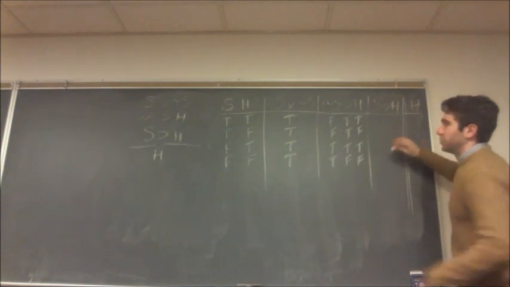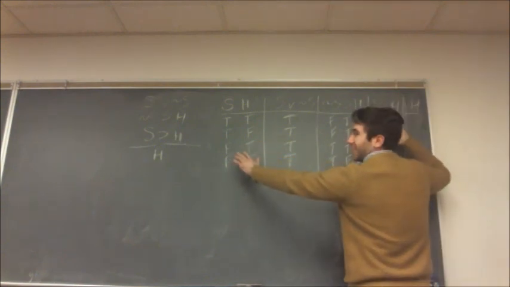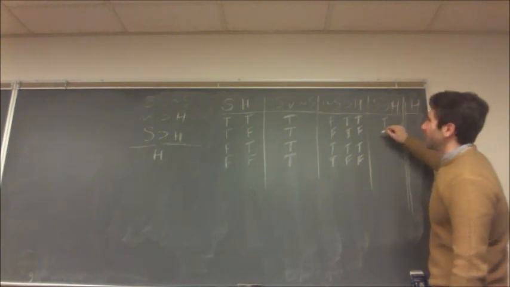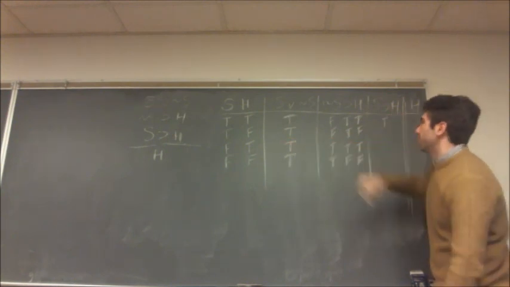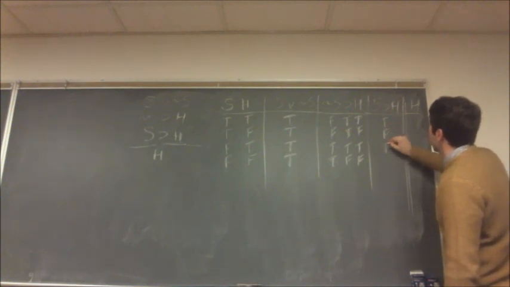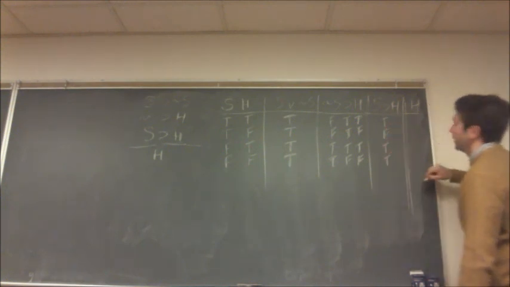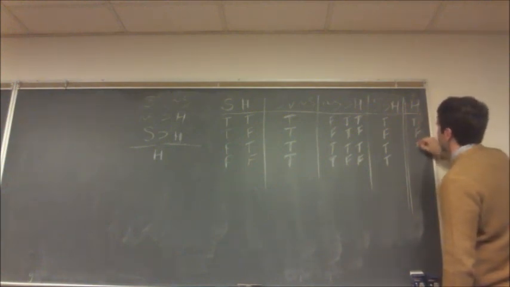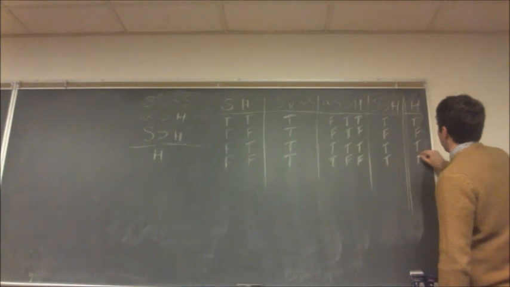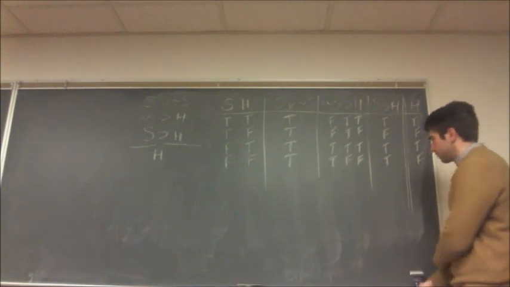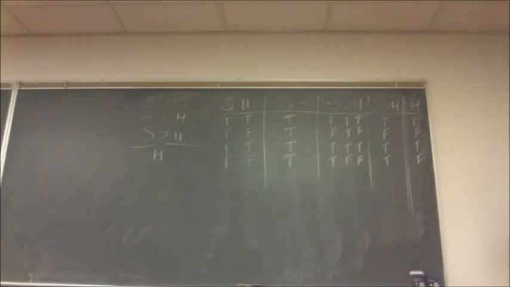Here we have, it turns out, just the horseshoe truth table. So the first row where they're both true is true. Second row, where the antecedent S is true and the consequent H is false, is false. Then true, true, and then we have H: true, false, true, false. Okay, cool. So is this argument valid or invalid?